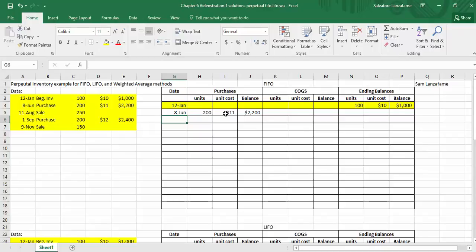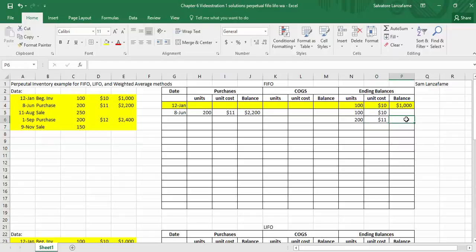Here's where it becomes extremely important. You have to record your ending balances in chronological order. So you have to show them in the way they arrived. So we had 100 at $10, so we need to repeat that information. I'm just copying what I had before. And now I have just acquired 200 more, and these units that I just bought cost me 11.